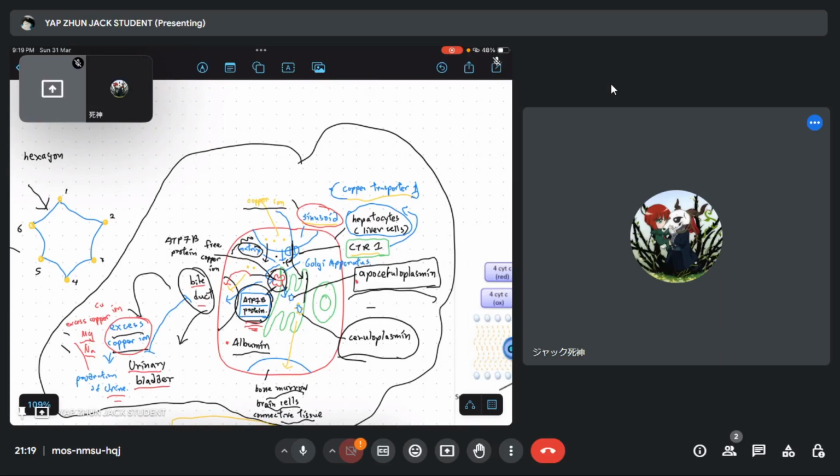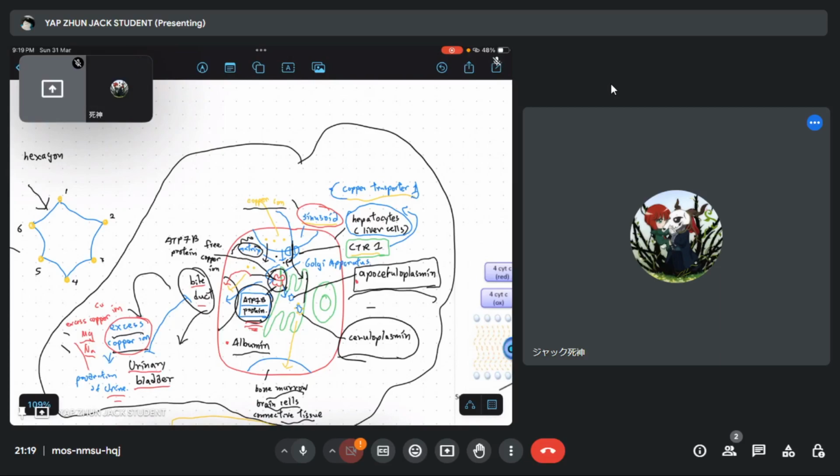After we talk about dysfunction of the ATP7B protein, it will lead to this. But another factor that leads to this situation is excess consumption of copper. If there is excess copper ion consumed and your ATP7B protein is dysfunctional, then all of the copper ions will be transported to the bile duct.